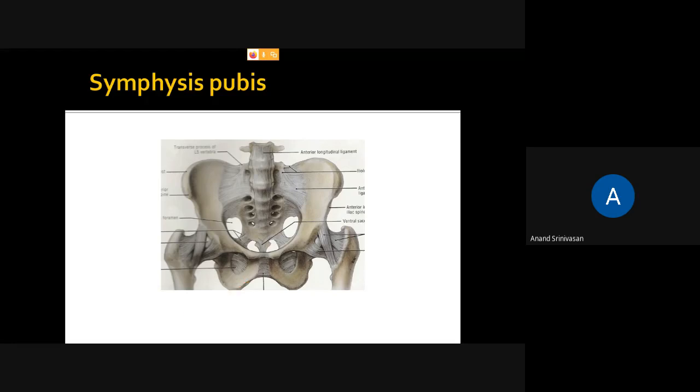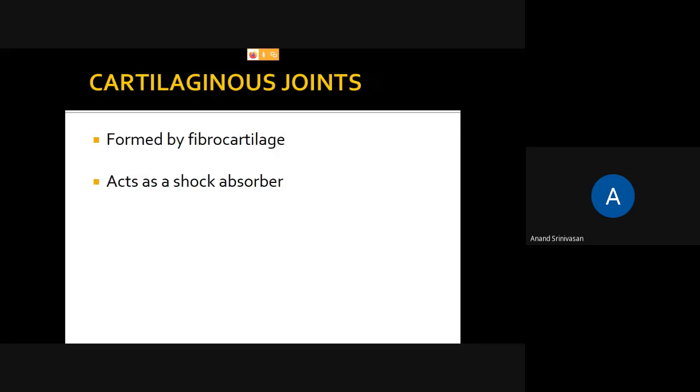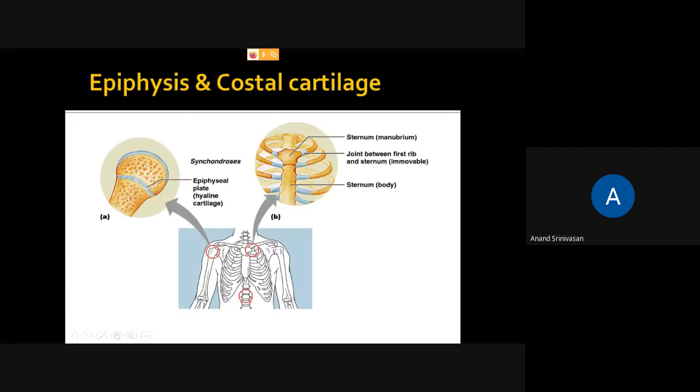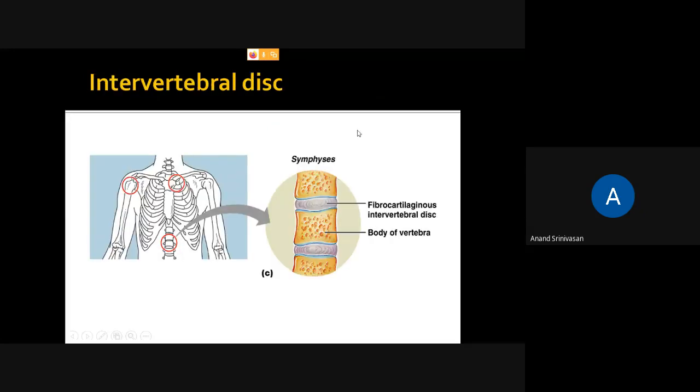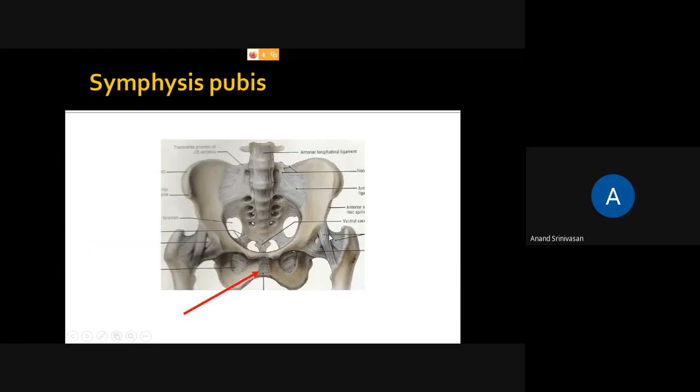So the examples of fibrocartilaginous joint: epiphysis, which is present near the end of the bones; costal cartilage, which is present near the end of the ribs and is attached to the sternum; the intervertebral discs, which are found between the vertebrae and act like a shock absorber; and the symphysis pubis, which is present between the hip bones.